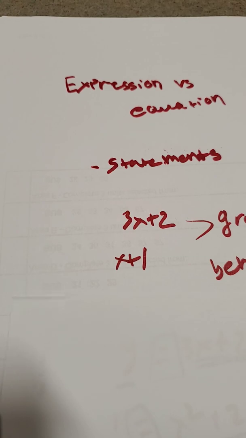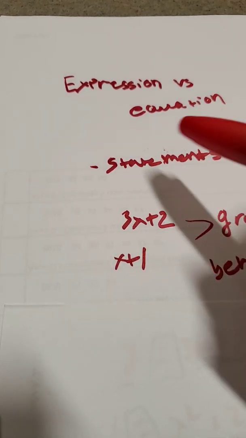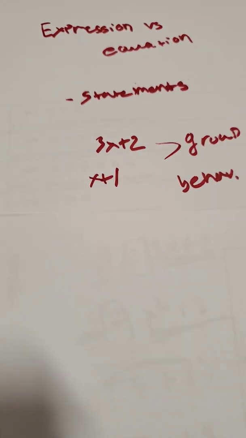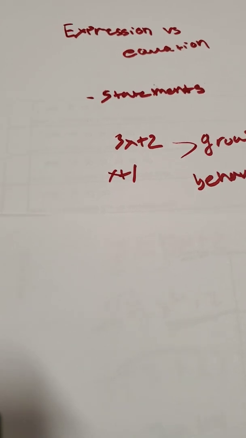Like we have these two, 3x plus 2 and x plus 1. 3x plus 2 tells us I'm going to take any number, multiply it by 3, then add 2. And x plus 1 is I'm going to take any number and add 1 to it. So we could say an expression is a group of numbers and variables and how they behave, saying what they're doing.